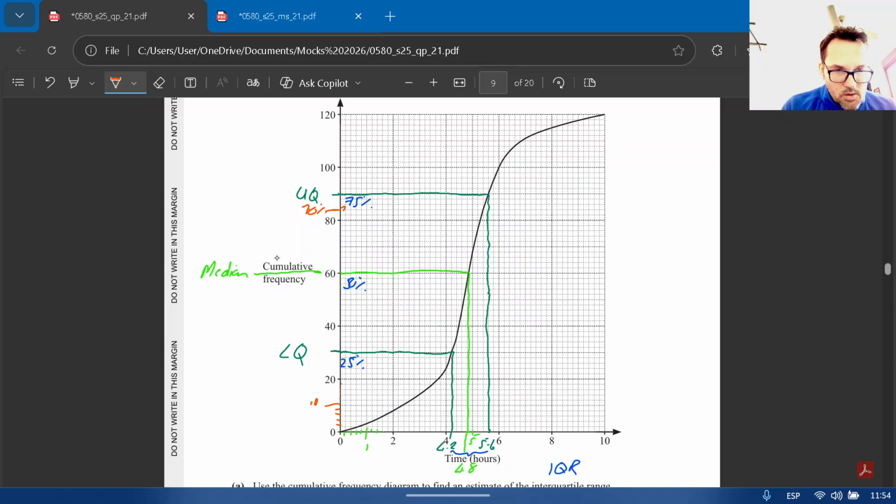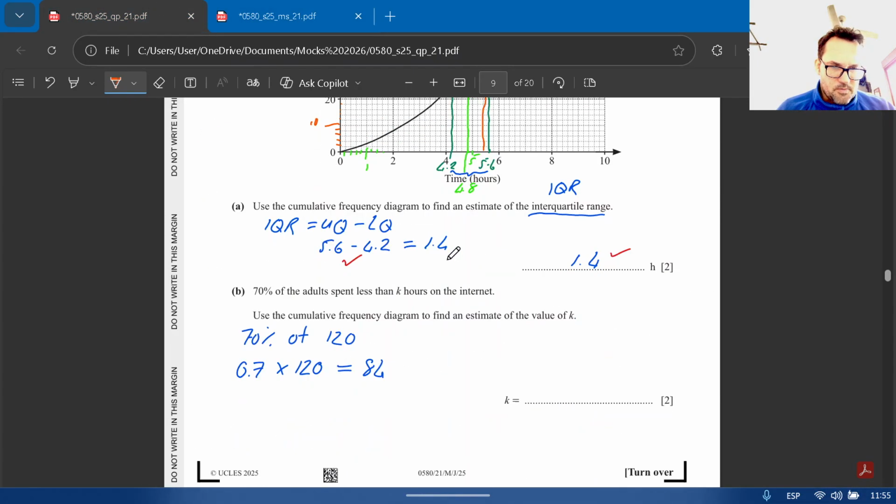Percentile. So again, we just go across with our ruler till we meet the graph. And then we go down. And there we go. 5.4. 5.4 was the question. Use the graph to find an estimate of the value less than 5.4 hours.